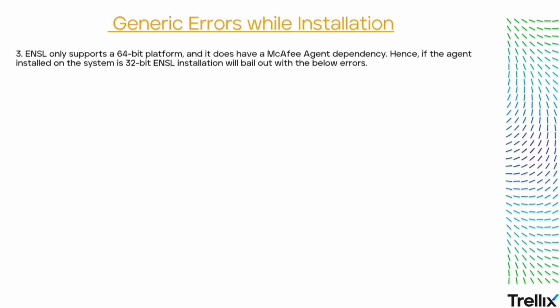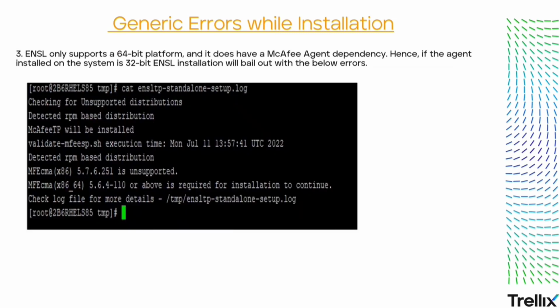Another generic error which we usually see is McAfee Agent dependency. Even though we have a higher version or a compatible version of the agent in the machine, we sometimes see an error message as per the screenshot. The reason is we might have installed the McAfee Agent package of 32-bit. In this scenario, when we try to perform the ENSL installation, it bails out. Hence, we would suggest installing the McAfee Agent package of 64-bit for the successful installation.